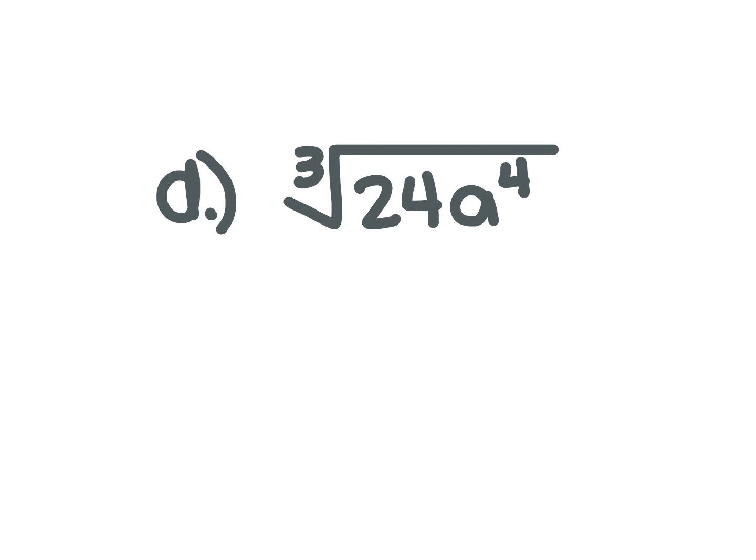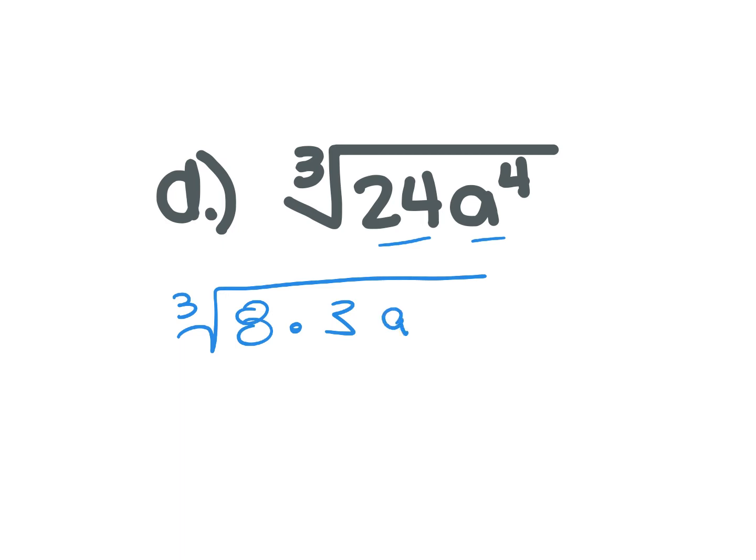All right, we've already had this question. I have a number and I have a letter, but I'm looking for the cube root. So what was the cube root pair that we used for 24? What times what is 24 that has a cube root in it? 8 and 3, right? So 8 times 3. And then how many A's do I have? 1, 2, 3, 4. So I know that the cube root of 8 is 2, because 2 times 2 times 2 is 8. I don't know what the cube root of 3 is, so that's going to stay inside.